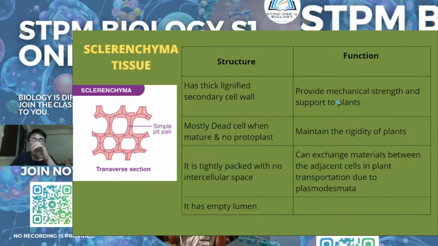The main function of the sclerenchyma is to provide mechanical support, because it is a dead cell. It does not contain a nucleus and chloroplast, so it cannot carry out photosynthesis. So it just provides support and strength, and maintains the rigidity of the plant, and can also exchange material between adjacent cells. Although it is a dead cell, the transport of nutrients can still occur, because it contains a cell wall and plasma membrane, so it can still function. It just does not contain more organelles.